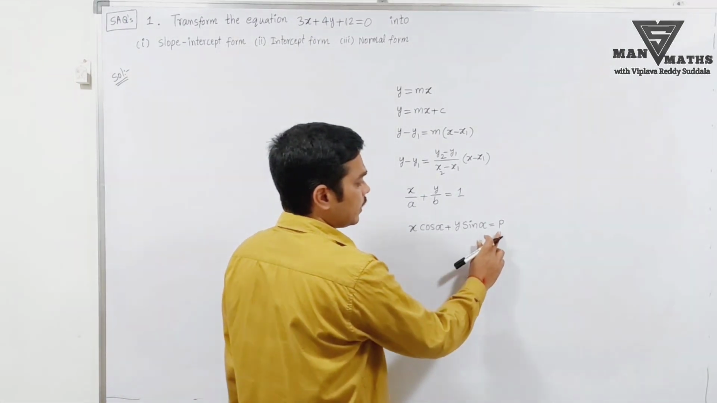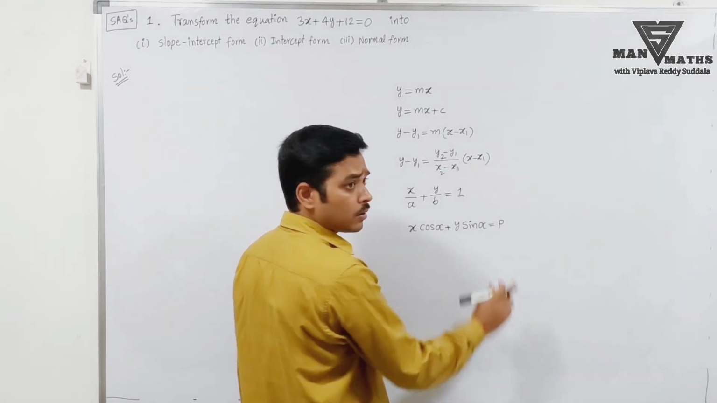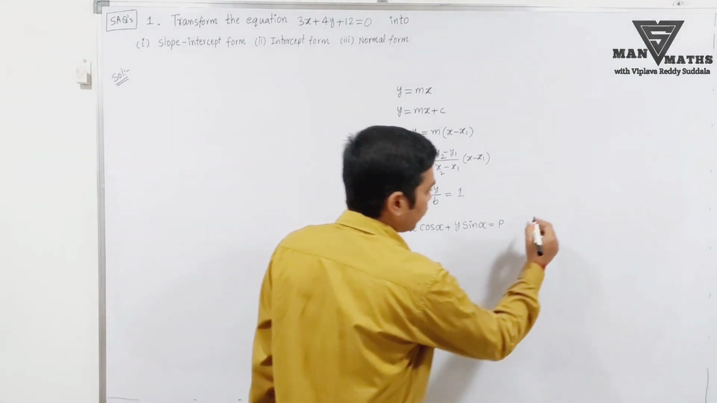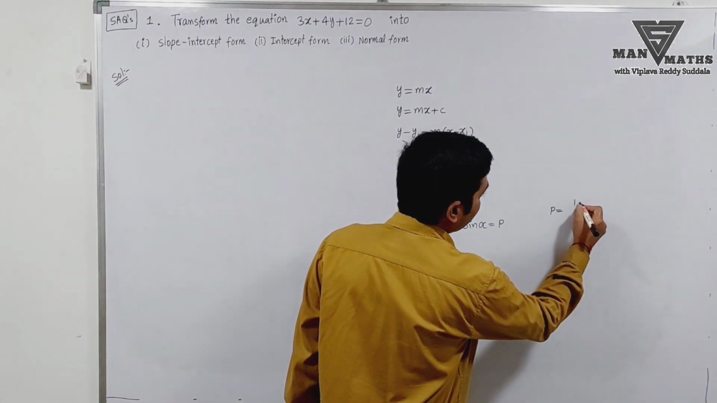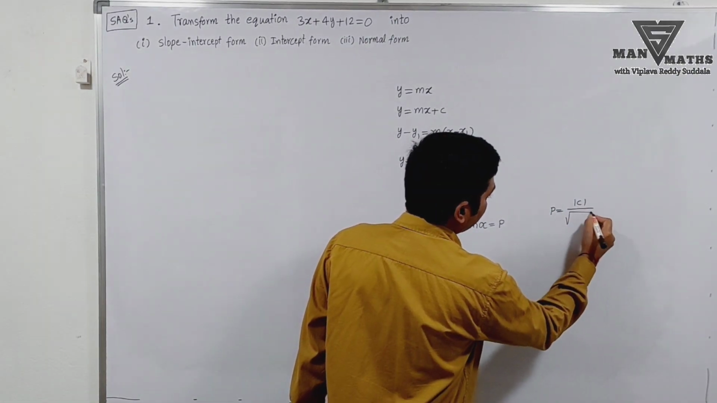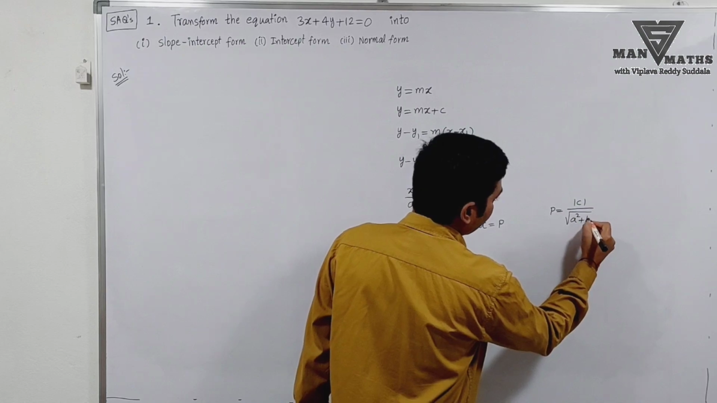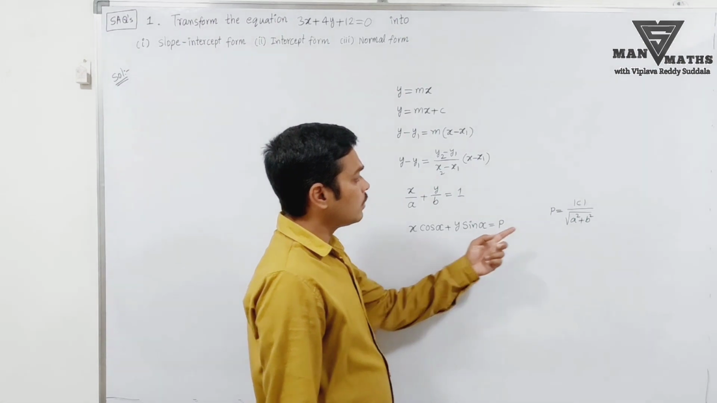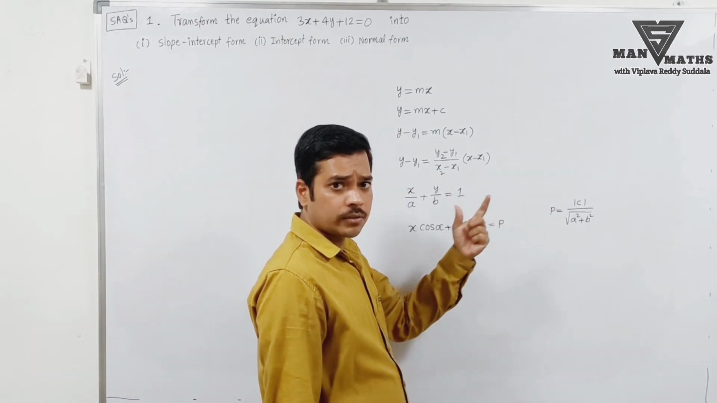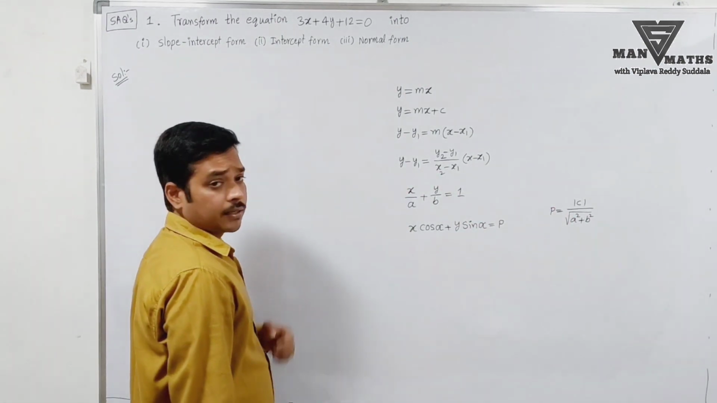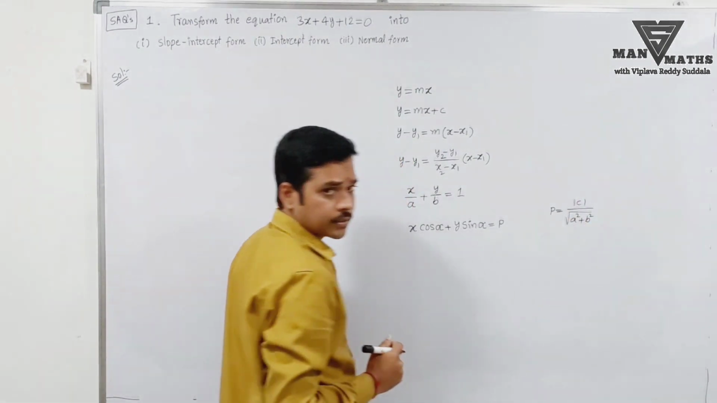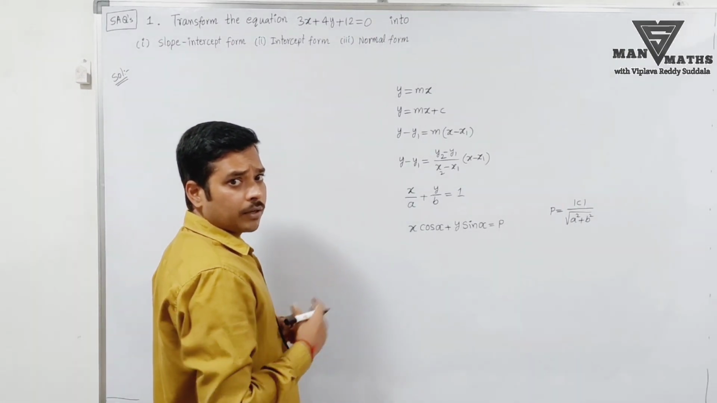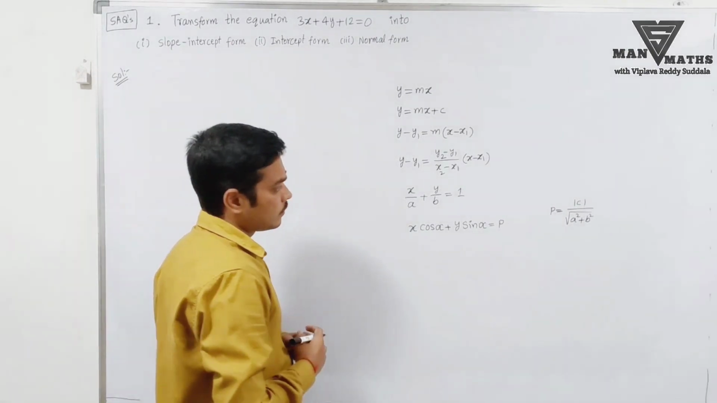In this form, p is the perpendicular distance from origin to given straight line. That means mod c by under root of a square plus b square. Alpha, what is the alpha here? Alpha is the angle between normal and x-axis.